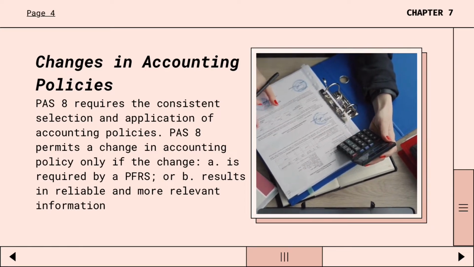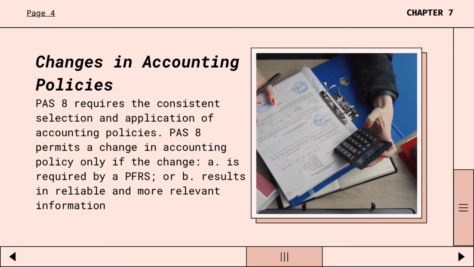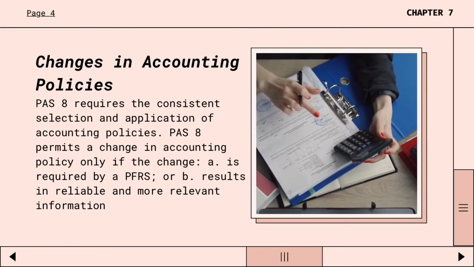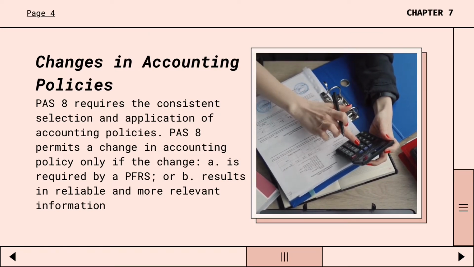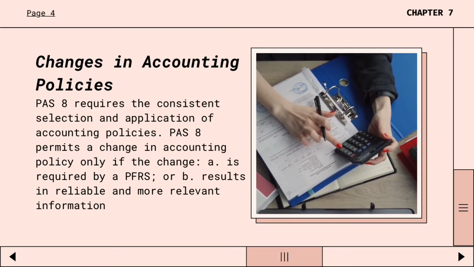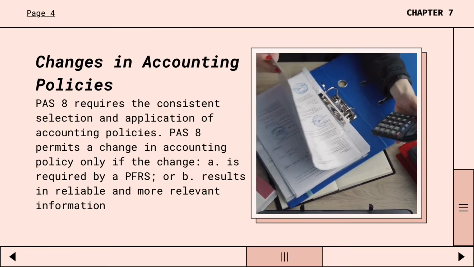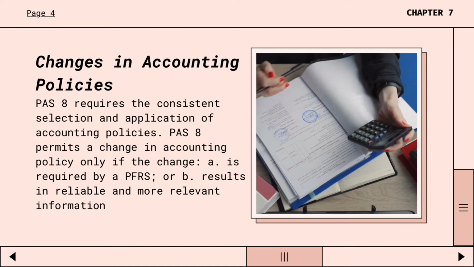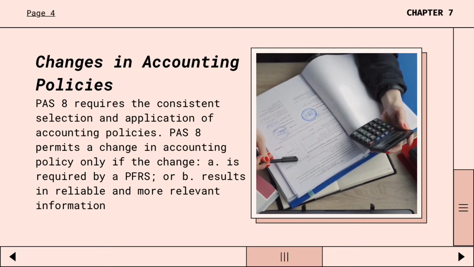Changes in accounting policies. PAS 8 requires the consistent selection and application of accounting policies. PAS 8 permits a change in accounting policy only if the change is A. required by PFRS or B. results in reliable and more relevant information.